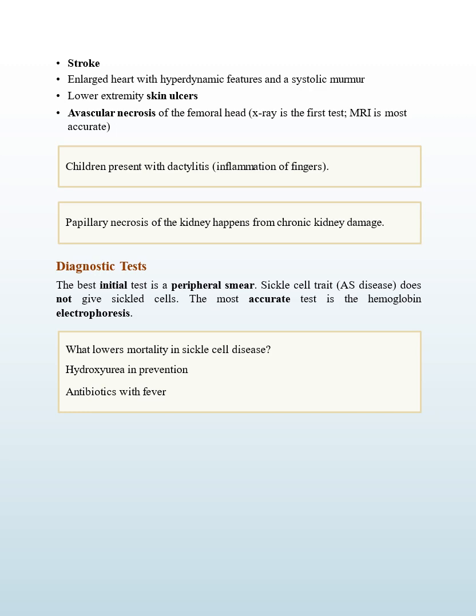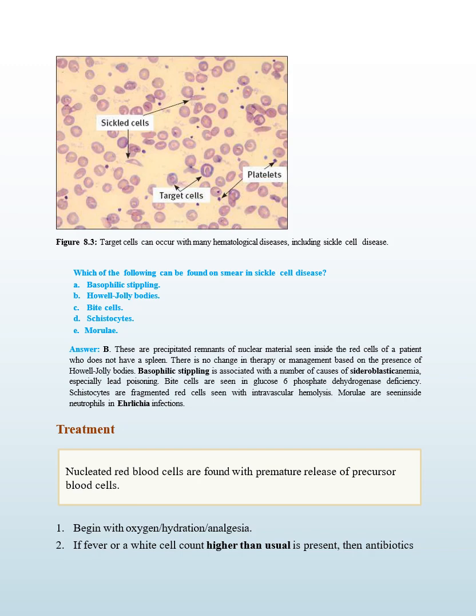If the question asks what lowers the mortality of sickle cell disease, number one, this is hydroxyurea for prevention and antibiotics for fever. Let's go to the next slide. Slide number 20.